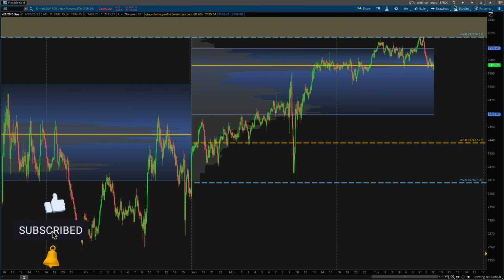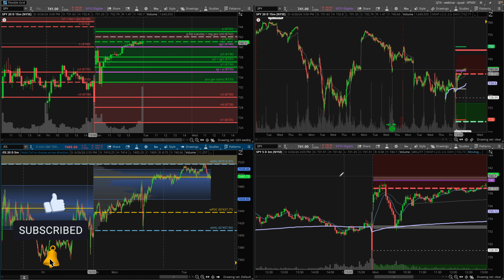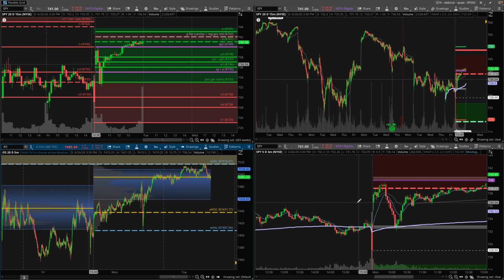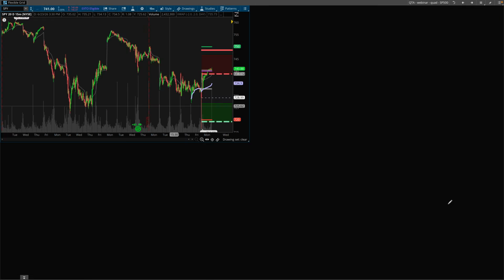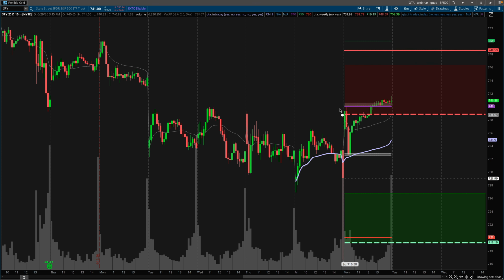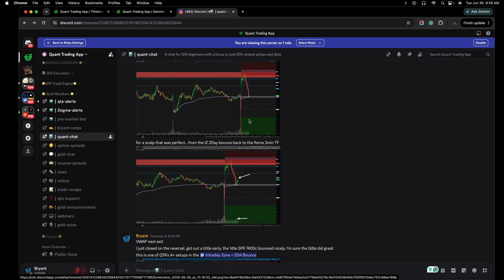It was right after that 10 a.m. reversal, we should say, in the markets. Now that reversal was also not a big surprise. As we can see right here, it was at the Quant Trading App weekly sell zone. Also, it was in alignment with the supply zone that was built up last week, and we can see the kind of rejection that happened.